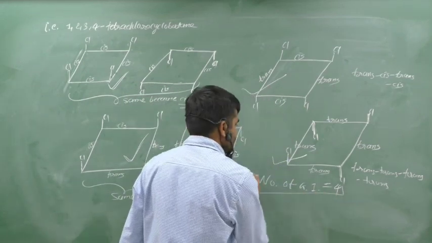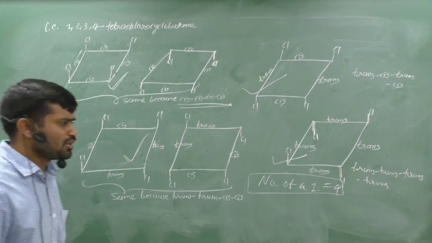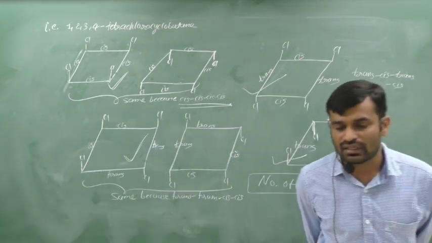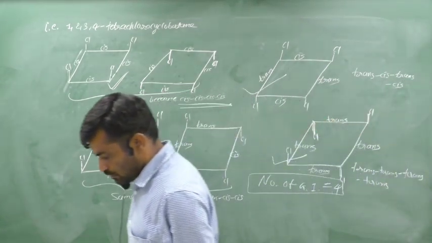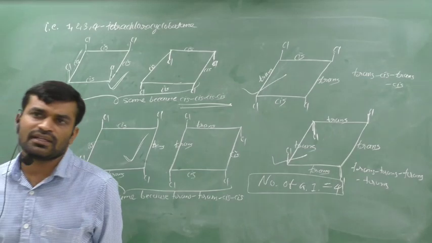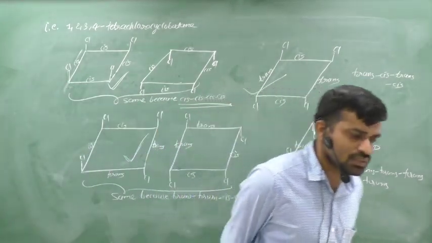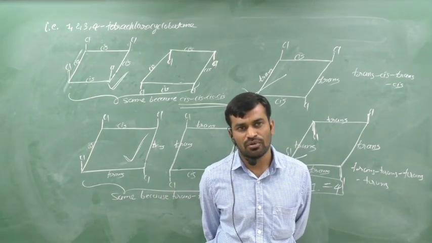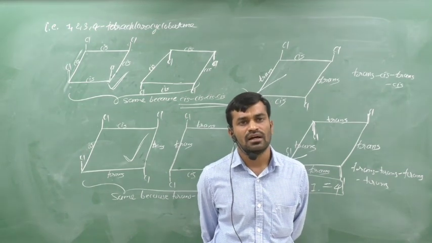Therefore, you can say that 1,2,3,4 tetrachlorocyclobutane has 4 geometrical isomers. Therefore, here we complete geometrical isomerism. In the next lecture, we will start another type of isomerism, which is optical isomerism.